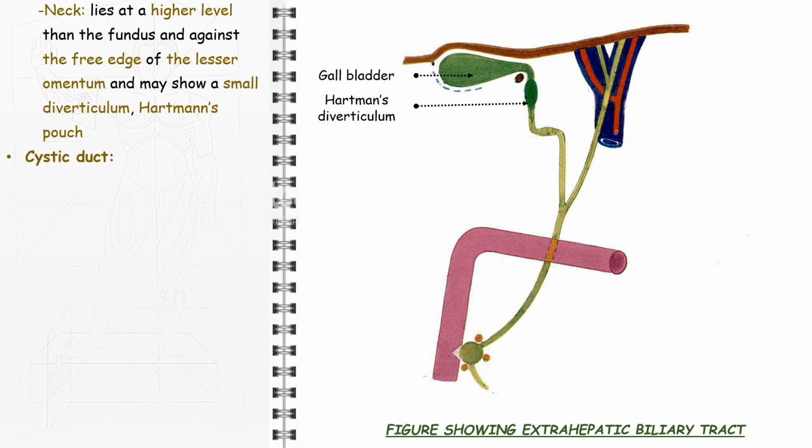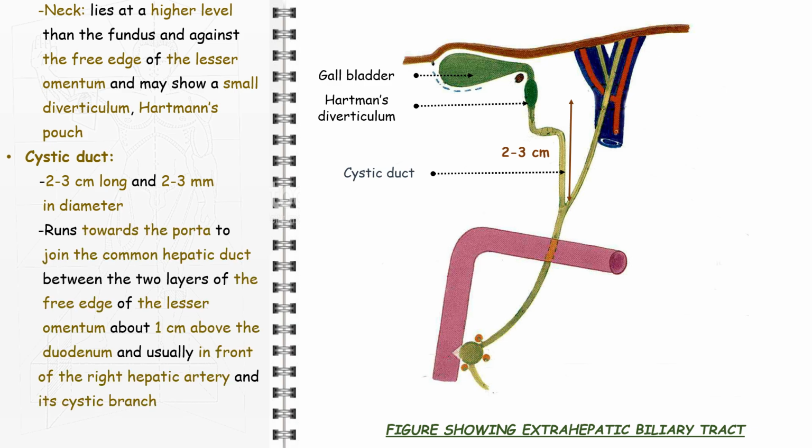The cystic duct is 2 to 3 cm long and 2 to 3 mm thick, prolonging the neck of the gallbladder. It runs towards the porta to join the common hepatic duct between the 2 layers of the free edge of the lesser omentum about 1 cm above the duodenum and usually in front of the right hepatic artery and its cystic branch.